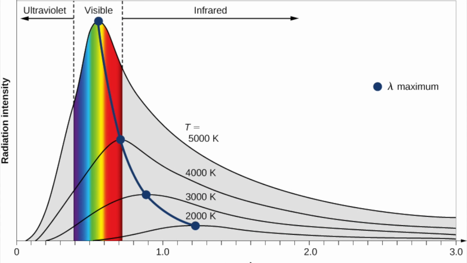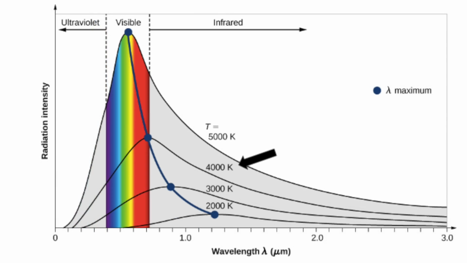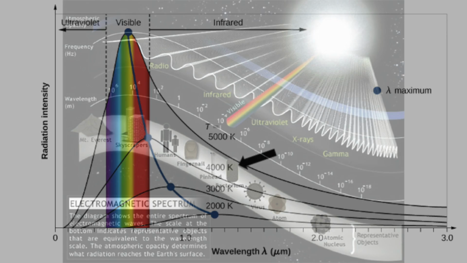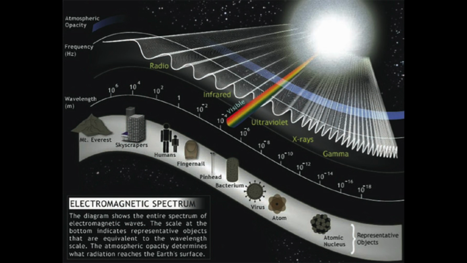This maximum intensity will move into the visible spectrum at around 4,000 Kelvin or above, which makes sense because the temperature of the sun is 5,800 Kelvin. This means that because of the sun's temperature, most of the radiation it emits is between 400 and 800 nanometers.